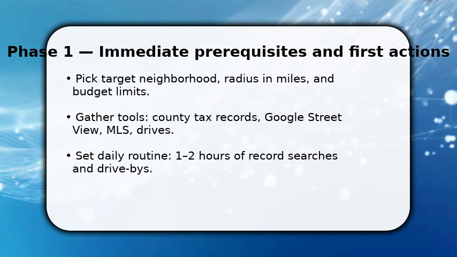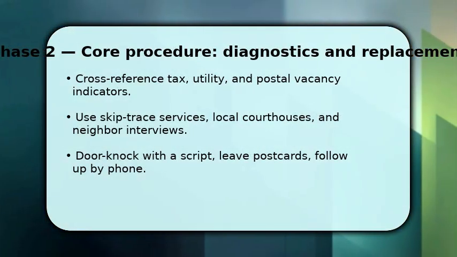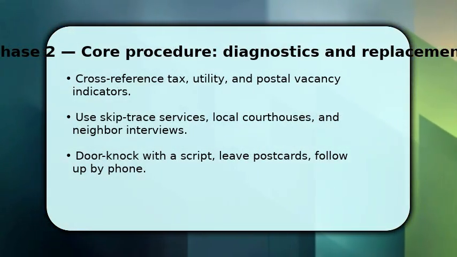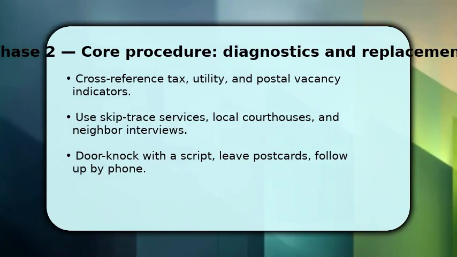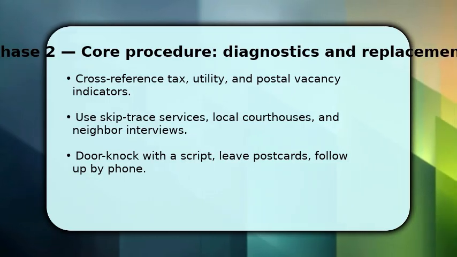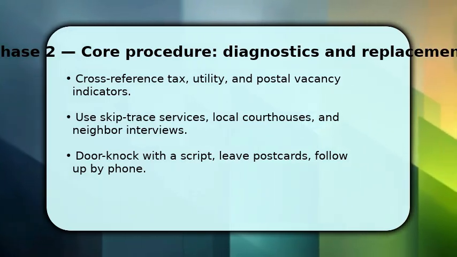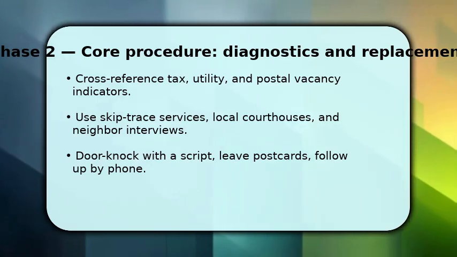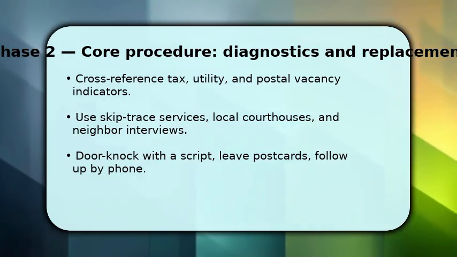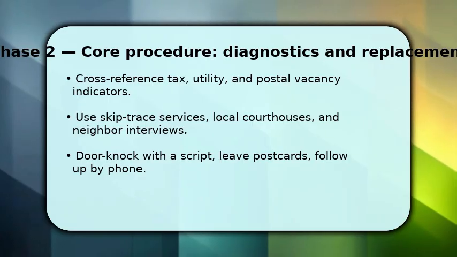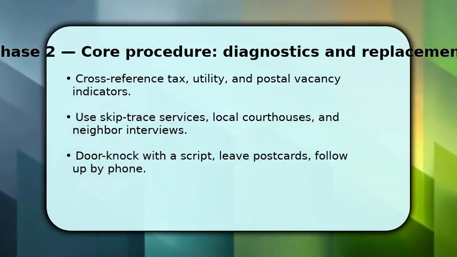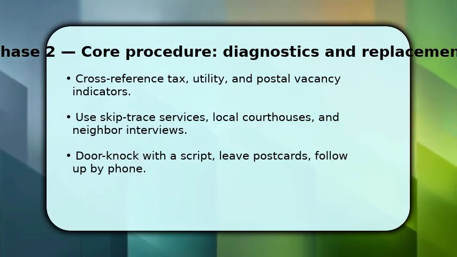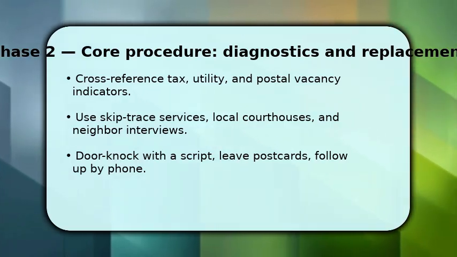You now convert leads into verified vacancies by layering data sources. Once you compile tax, utility, and postal records, run a skip trace to find current contacts. Make sure to note probate or bank owned flags. Then visit properties, take photos, record visible damage, and talk to neighbors for occupancy intel. Use a short door script and leave a clear postcard if no answer. Keep calling and updating your sheet daily, prioritizing the most promising, safest prospects for next action.